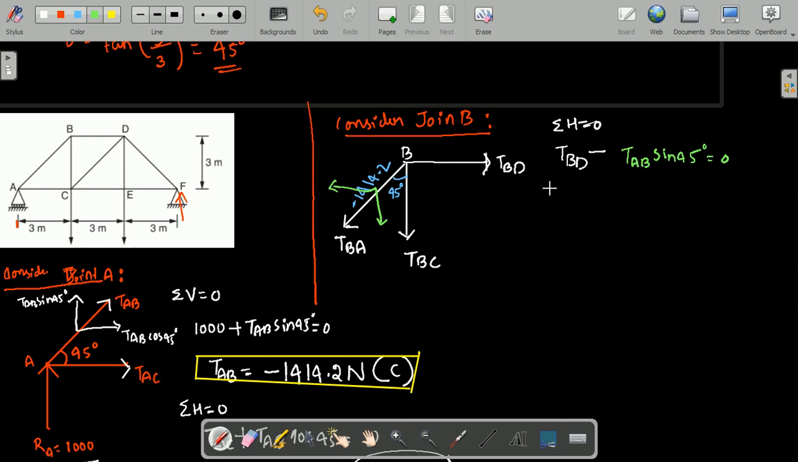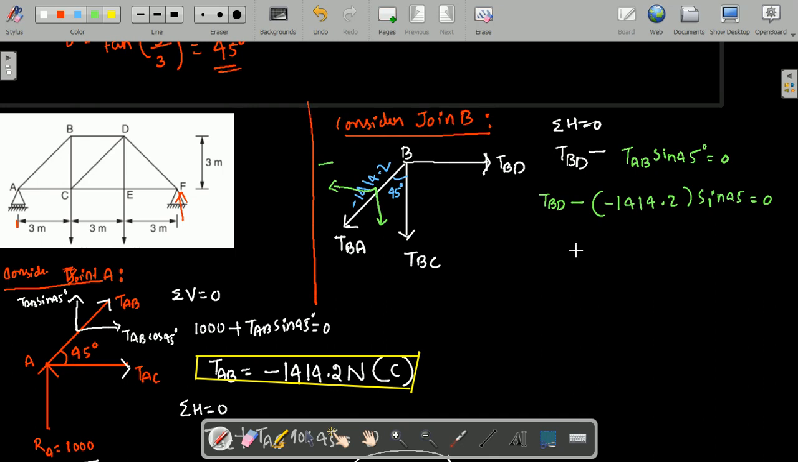So now carefully you need to substitute the value. TBD minus TAB value, already minus is there, negative, that is minus 1414.2 into sin 45 is equal to 0. This sign convention is very important, so if you miss this one, you will get the entire values wrong, because compression, tension is very important here. So whether the member is in compression or tension, that is very important. Here already it is in the negative direction, therefore it is minus, but TAB is also negative. I have put in bracket here, minus 1414.2.